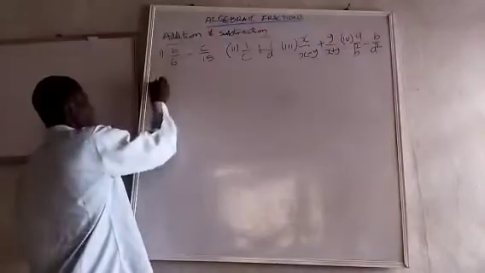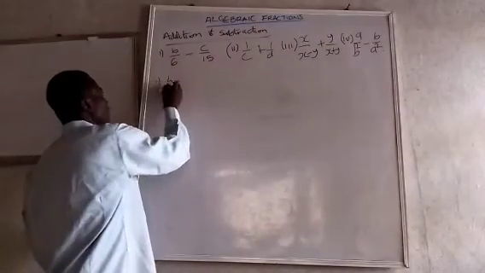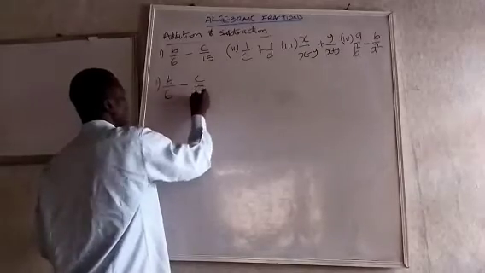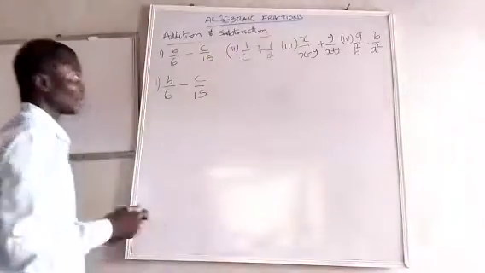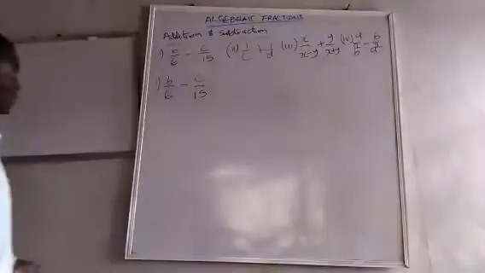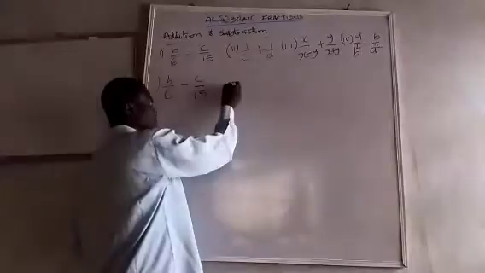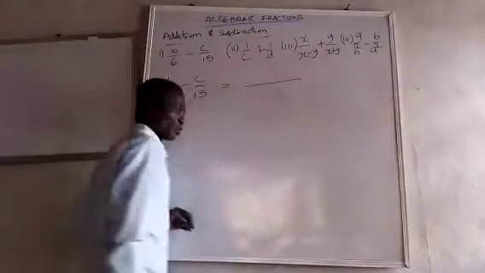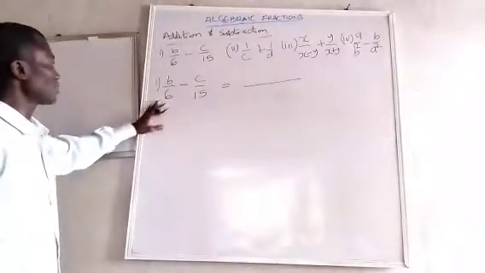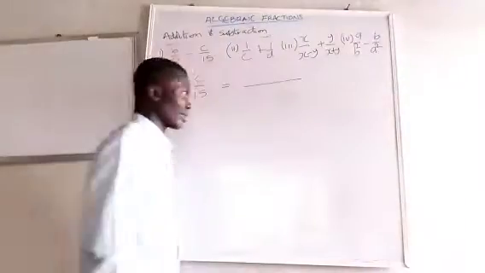Let's look at the first one. It says b over 6 minus c over 15. Mind you, we are doing addition and subtraction now. I have explained some things initially. We do it just like we do our normal fractions. What do we do first? We look for the LCM. What is the LCM of 6 and 15? You can easily say 30.